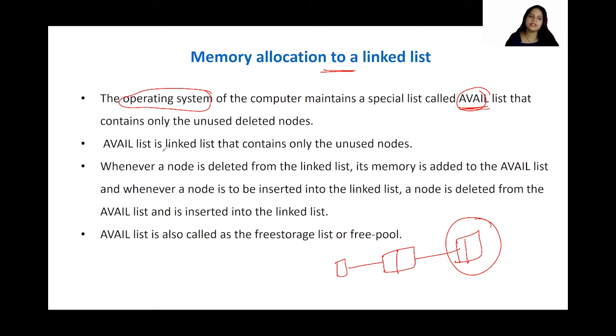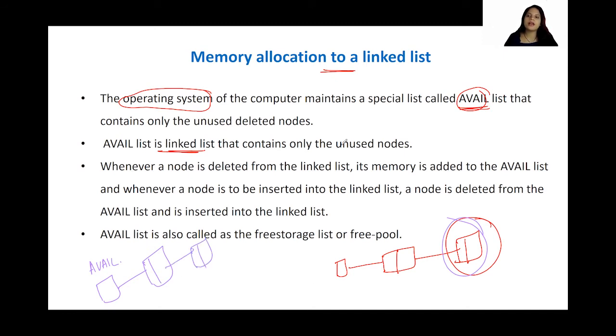Again, it is also a linked list, but it holds the nodes which have been deleted. Whenever a node is deleted from the linked list, its memory is added to the avail list. And whenever a node is to be inserted into the linked list, a node is deleted from the avail list and is inserted into the linked list. So there is going to be a separate linked list which is maintained by the operating system. Suppose I have deleted this node, that node is going to come and get stored over here. Similarly, wherever the nodes get deleted from the linked list, they are going to come and get stored here.